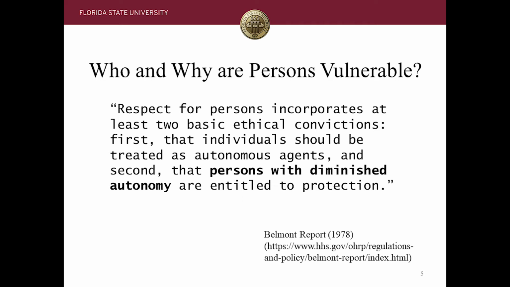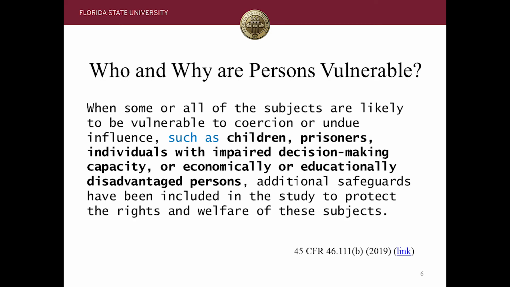But note, however, the last phrase there that I've bolded: persons with diminished capacity are entitled to certain protection. And the laws deem certain persons to have this diminished autonomy and therefore assign researchers, you all, IRB members, people like myself, others at FSU, with the responsibility for taking steps to ensure that persons with diminished autonomy are protected. So this is an excerpt from the federal law.